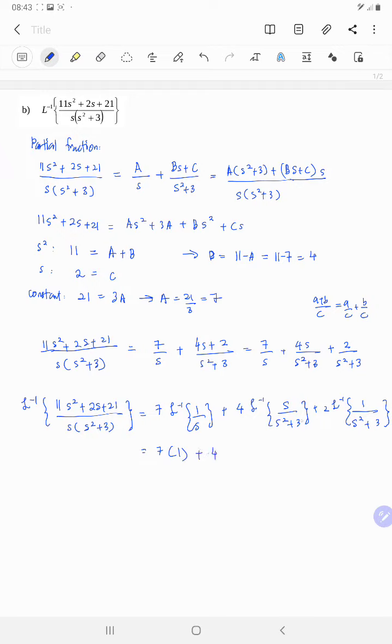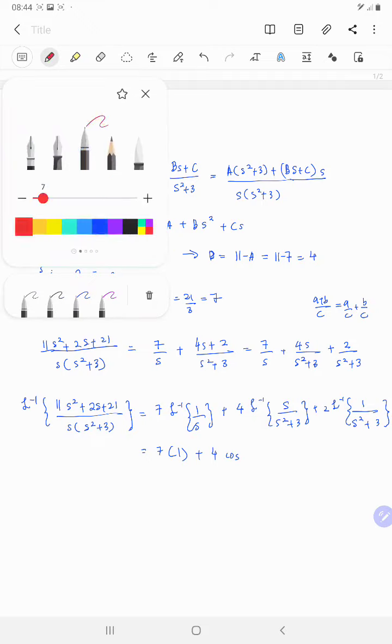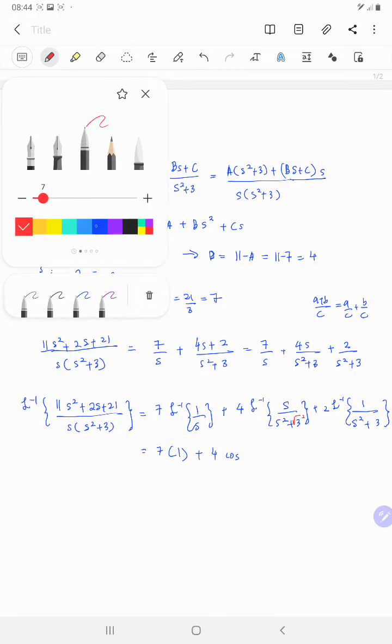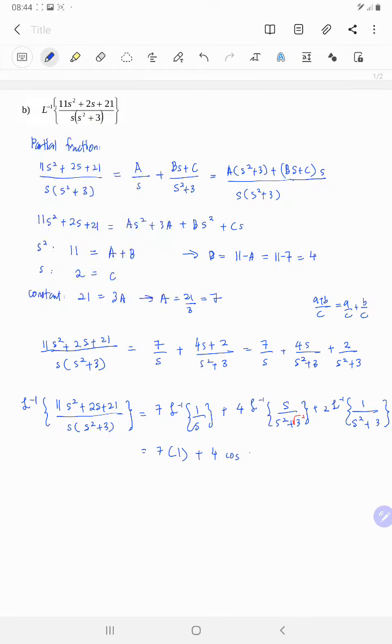Next, Laplace inverse of s over s squared plus 3. Look at the denominator, the function at the bottom is s squared plus constant, and at the top there is s. So this must be cos. Cos what? Cos square root of 3 t.